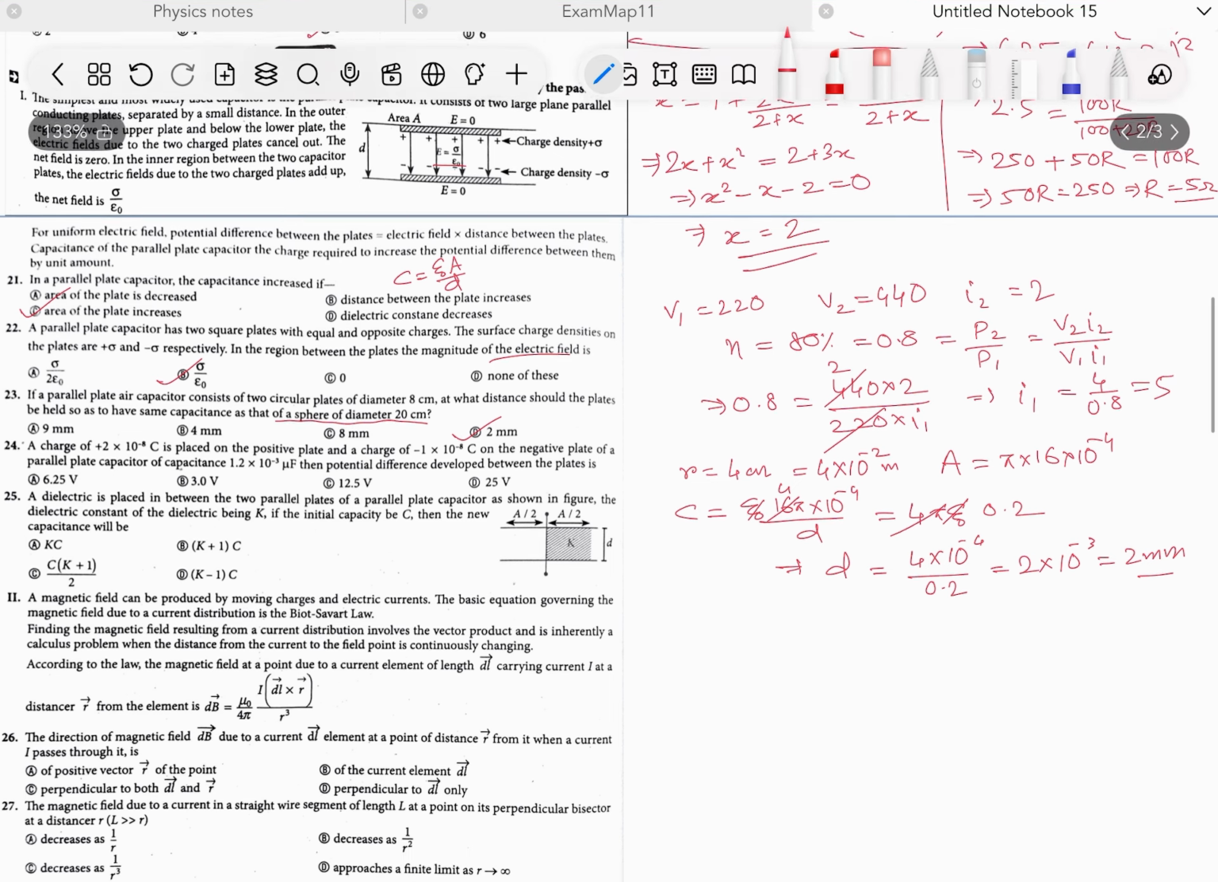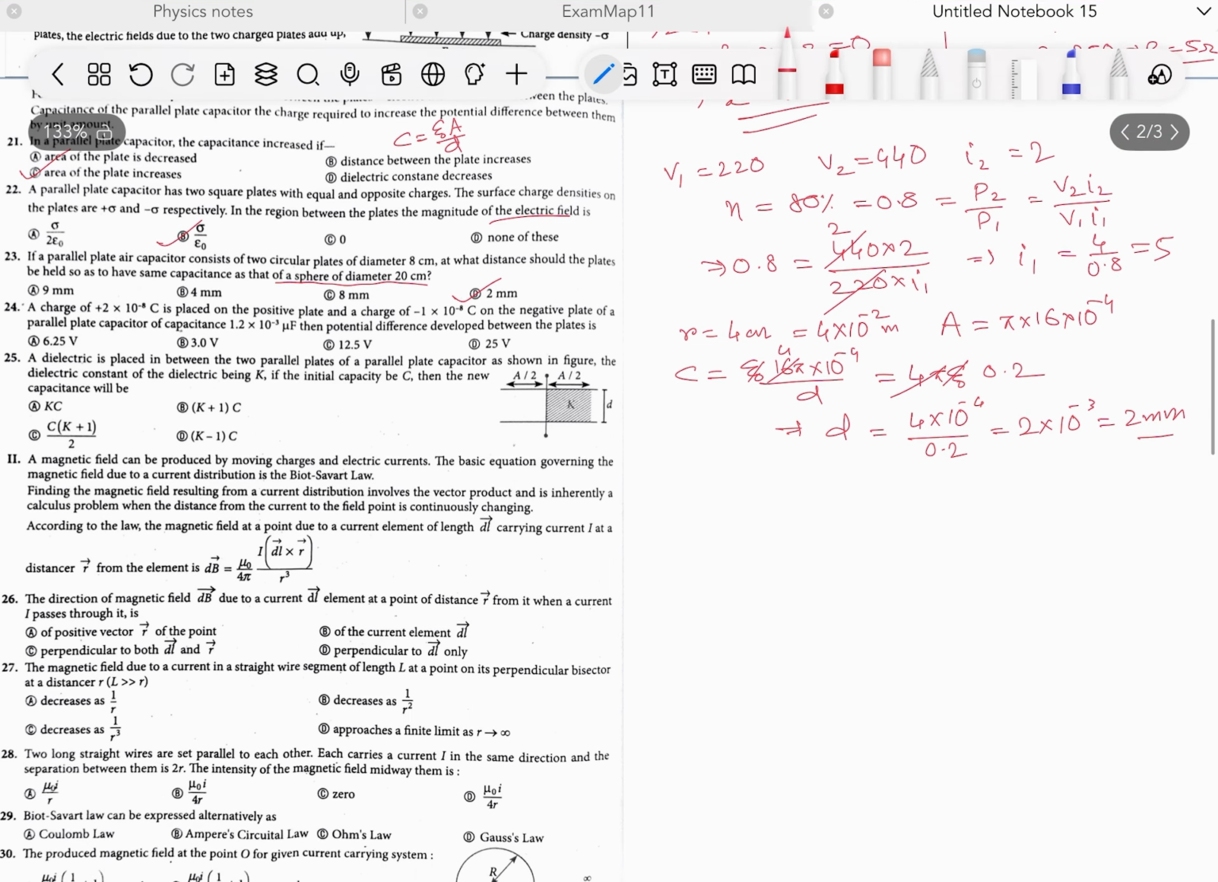Now a charge of 2 into 10 to the power minus 8 coulomb is placed on the positive plate, and a charge of minus 1 into 10 to the power minus 8 coulomb on the negative plate of a parallel plate capacitor of capacitance 1.2 into 10 to the power minus 3 microfarad. For the potential difference, Q equal to (2 plus 1) by 2, means 1.5 into 10 to the power minus 8 coulomb, and the capacitance is 1.2 into 10 to the power minus 3 microfarad, which is equal to 1.2 into 10 to the power minus 9 farad.